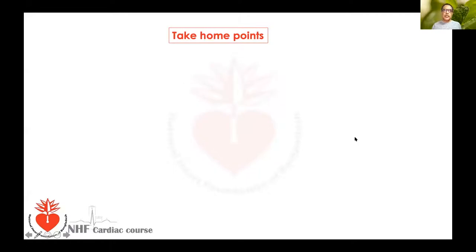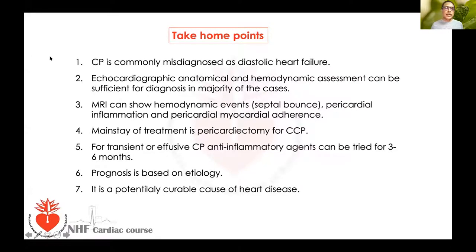So the take-home points are: constrictive pericarditis is commonly misdiagnosed as diastolic heart failure. Echocardiographic anatomical and echocardiographic hemodynamic assessment can be sufficient for diagnosis in the majority of cases. MRI can show septal bounce, pericardial inflammation, and pericardial myocardial adherence. The mainstay of treatment of constrictive pericarditis is pericardiectomy. For transient or effusive constrictive pericarditis, anti-inflammatory agents can be tried for 3 to 6 months.